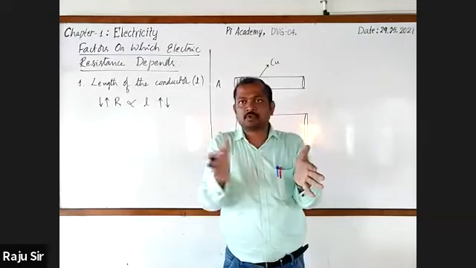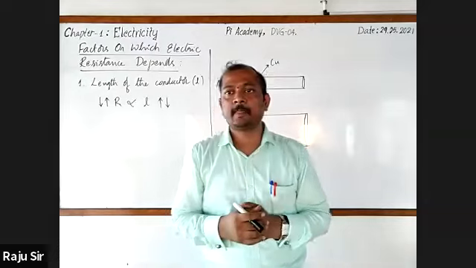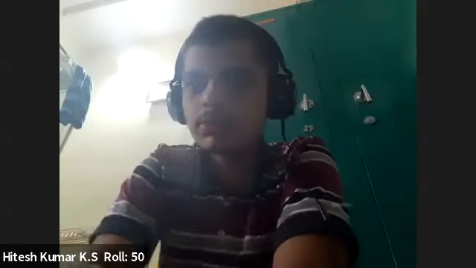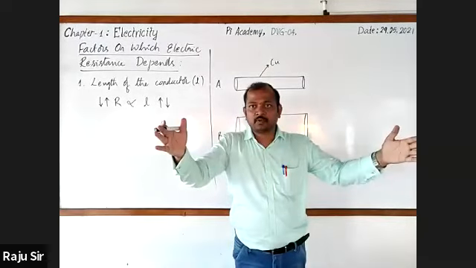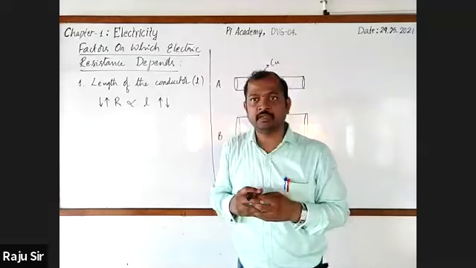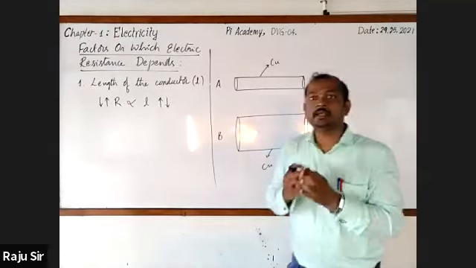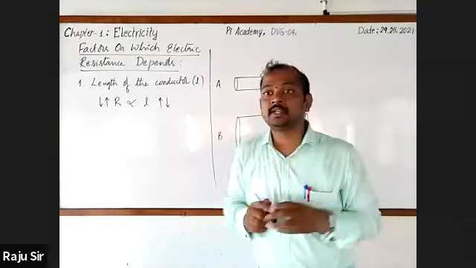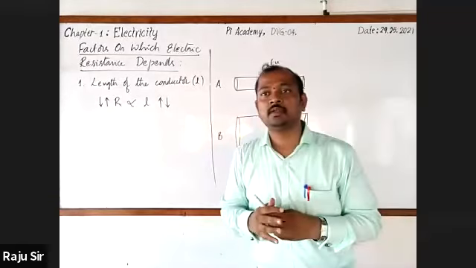In which of these two roads can people move easily? The 8 meter road. Because as the width of the road increases, people will get more space, so they can move comfortably. Here also, as the thickness of the conductor increases, electrons will get more space for their movement.